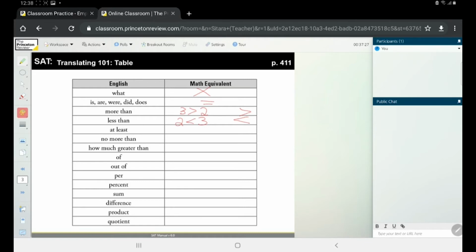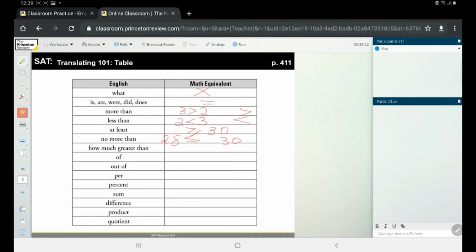At least, for example, in the competition at least 30 people can take part. At least 30 means greater than or equal. No more than. For this case, we use less than or equal to. For example, the number of competitors can be no more than 30. It means at most it can be 30, but it can also be less than 30, for example, 28. Let's write here, less than 30.